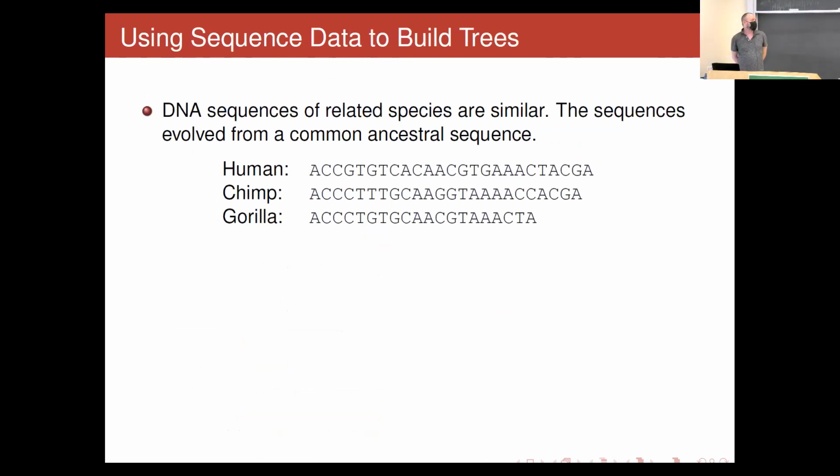So the way we really build phylogenetic trees now is based on looking at sequence data from the different organisms you're looking at, and it's based on this basic principle that DNA sequences of related species are similar to each other, and more closely related species should have more closely similar DNA sequences. So if you want to build a phylogenetic tree, you extract DNA sequences from genes that appear in all the species you're looking at. So here's some made up DNA sequences.